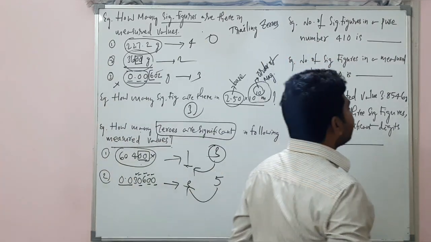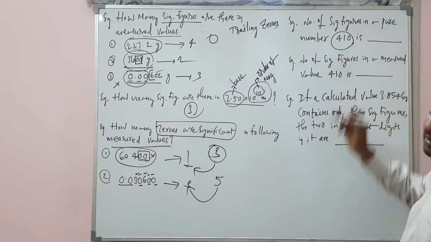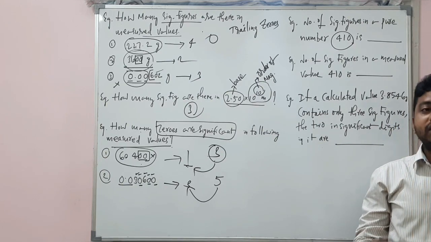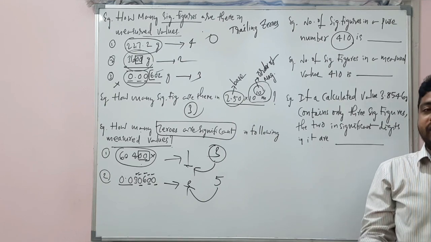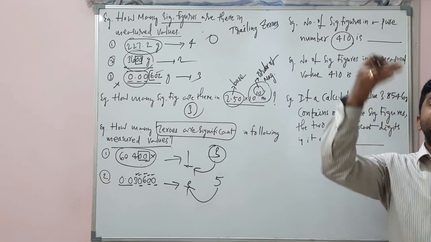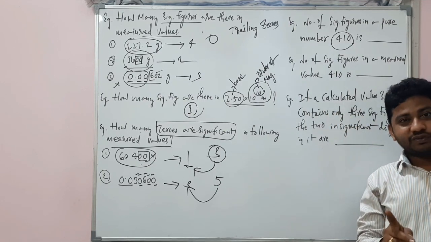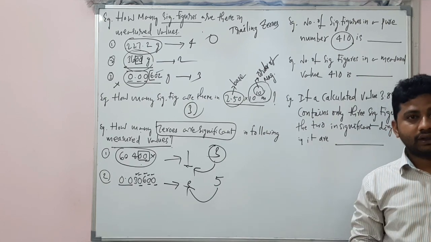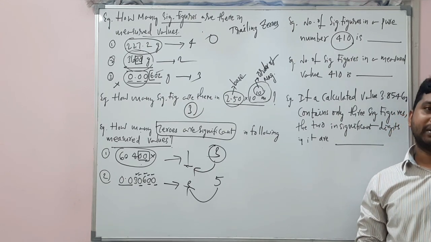Number of significant figures in a pure number, 410. It's not a measurement. It's a pure number. Understand? For example, there may be a statement like the mass of one object is equal to 2 times the mass of another object. So the mass of this pen is equal to 2 times the mass of another pen. So that 2 is called the pure number.